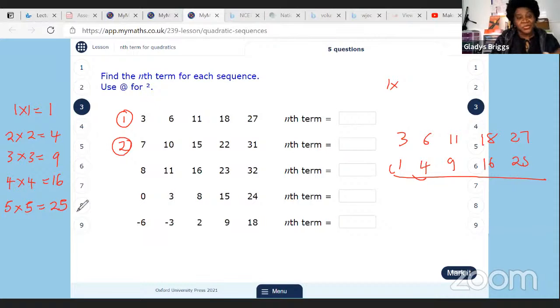So if you guys can do these ones, then we'll go to the next stage, which is a little bit more advanced than this one.